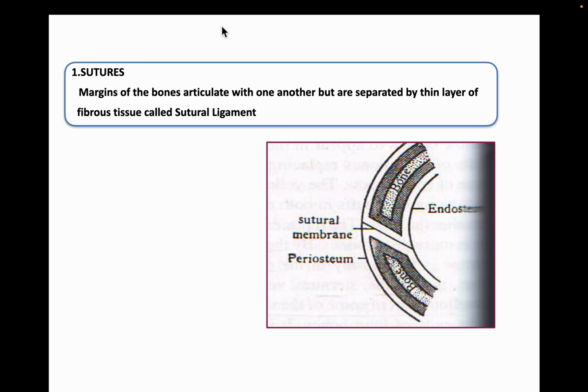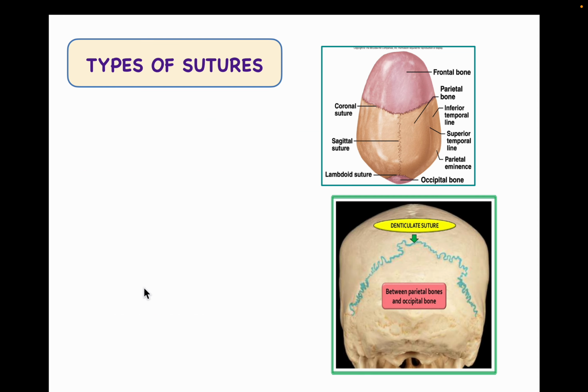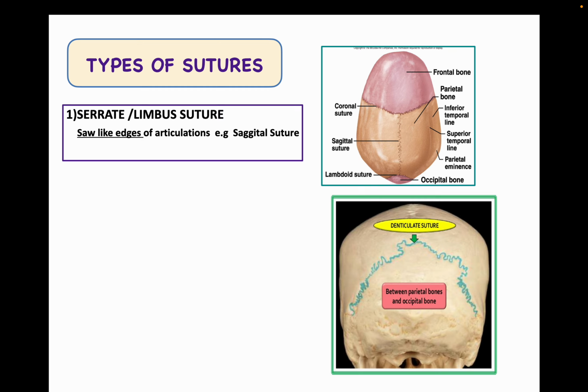Coming to the sutures first. The margins of the bones articulate with one another but are separated by a thin layer of fibrous tissue called sutural ligament. The types of sutures are serrate or limbus, denticulate, squamous, plain, and wedge and groove. Now what is serrate or limbus suture? It has saw-like edges of articulation, seen in the sagittal suture.